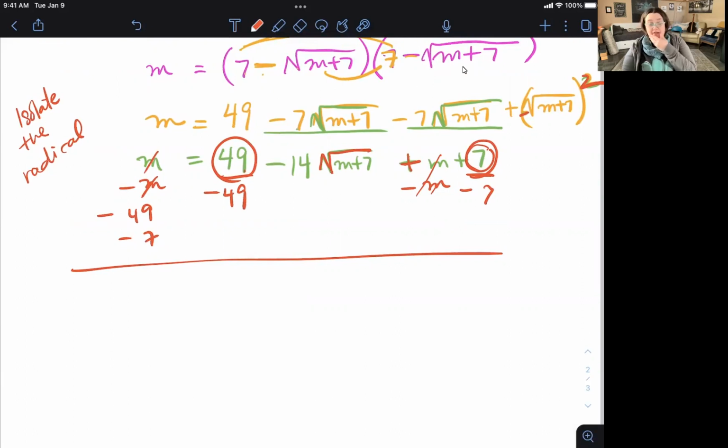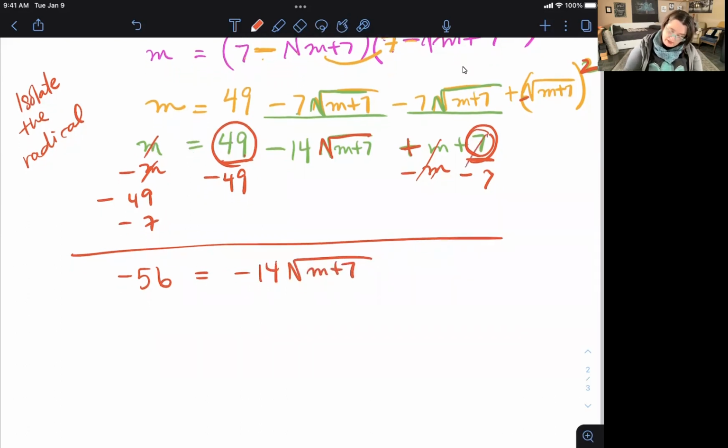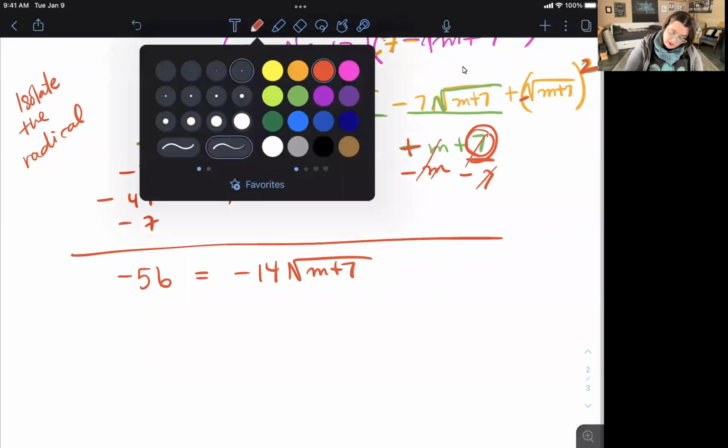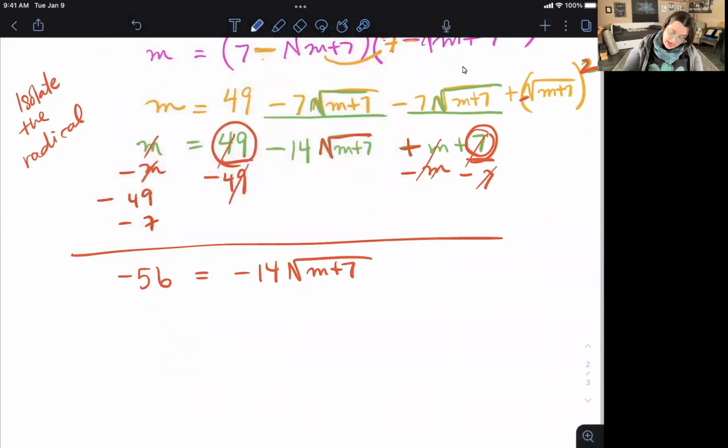I got more negative. And what is 49 plus 7? Is that 56, right? Negative 56 equals negative 14 times the square root of m plus 7. That's all gone. This is 0. This is 0. Okay, I still want to get that radical by itself. So let me go ahead and, how can I isolate that? Well, what action is happening between the negative 14 and the square root sign? In between, there's an implied multiplication.